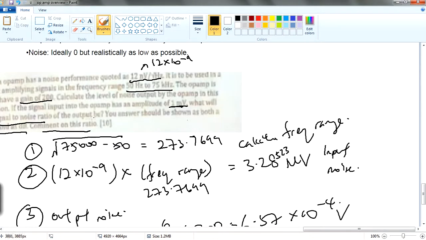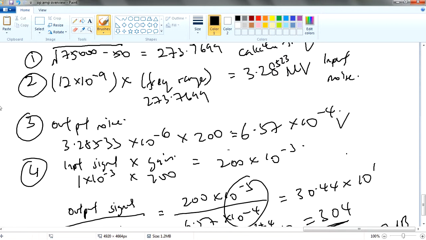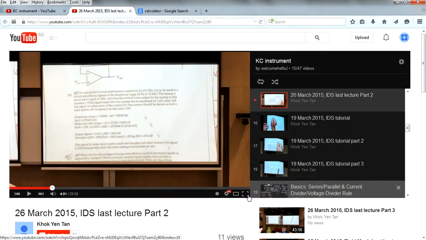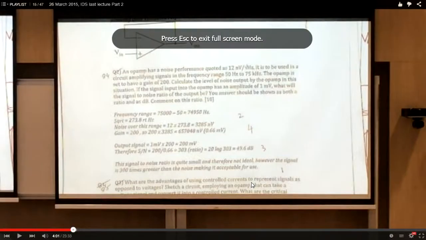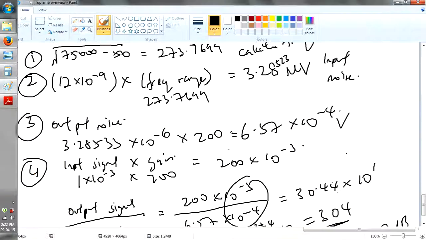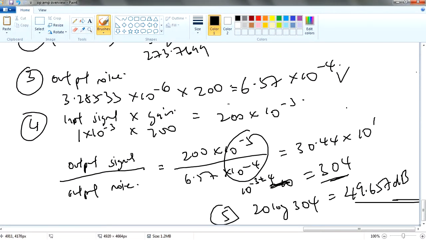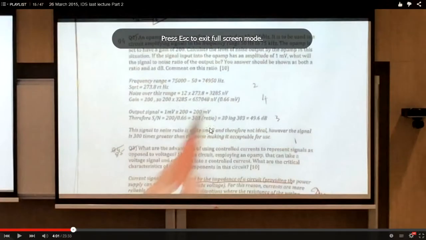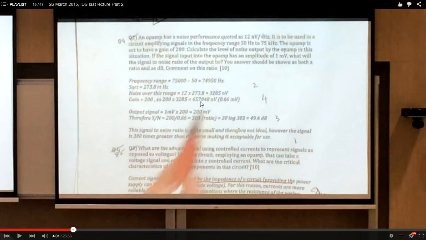So you want to comment on this. I also don't know how to comment. So let's go to the answer sheet and then you will know how to comment. From the answer, you can see that it's 49.6 decibels, which is approximately the same as my 49.657 decibels. Okay, the range is about there, right? So this is how I translate it. I'm not going to go through this anymore.